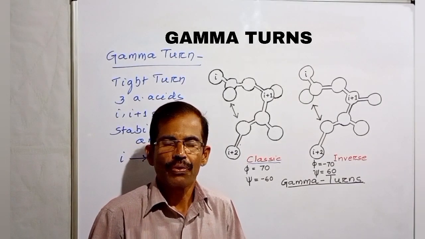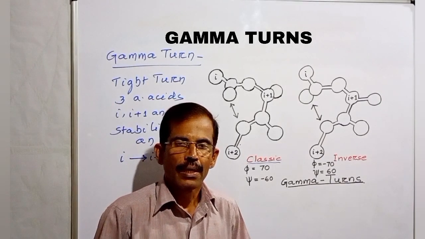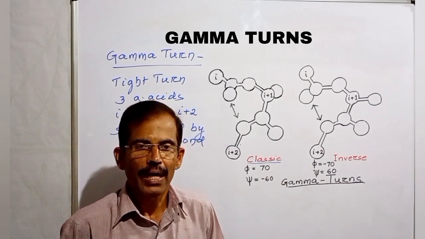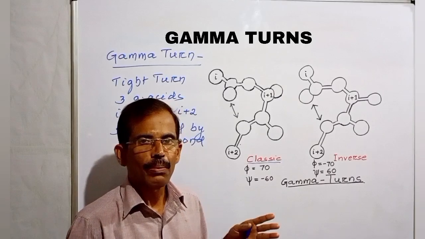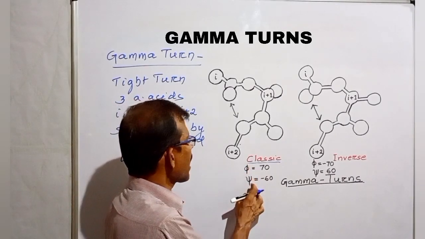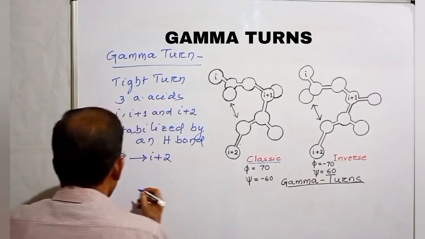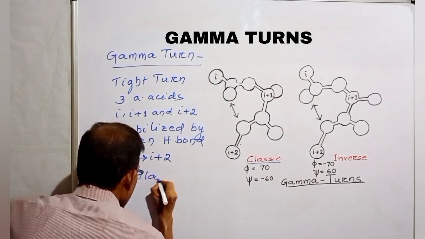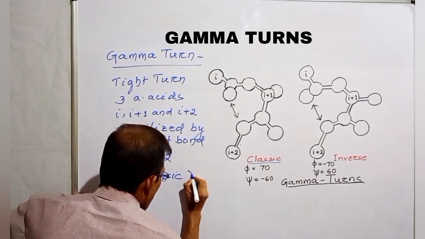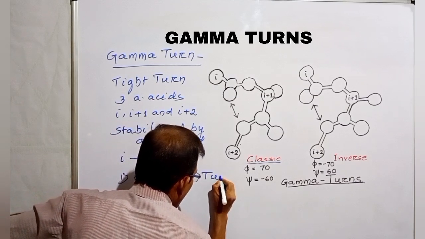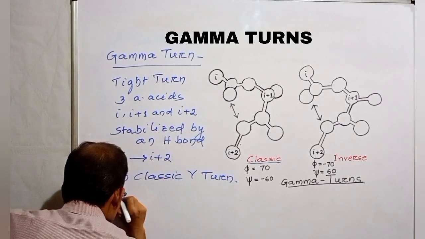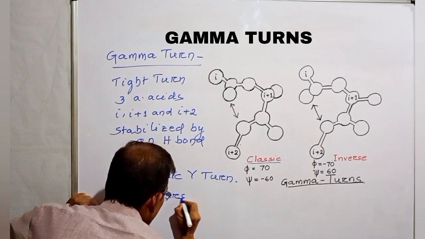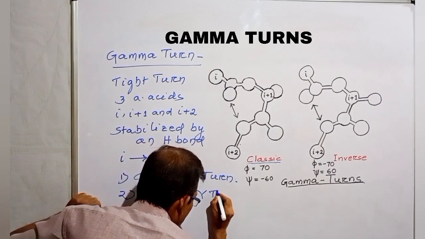Gamma turns are fairly common in proteins. They are usually found in the ligand binding site or the active site. On the basis of dihedral angles phi and psi of the middle residue, gamma turns are classified into two different groups such as classic gamma turn and inverse gamma turn.